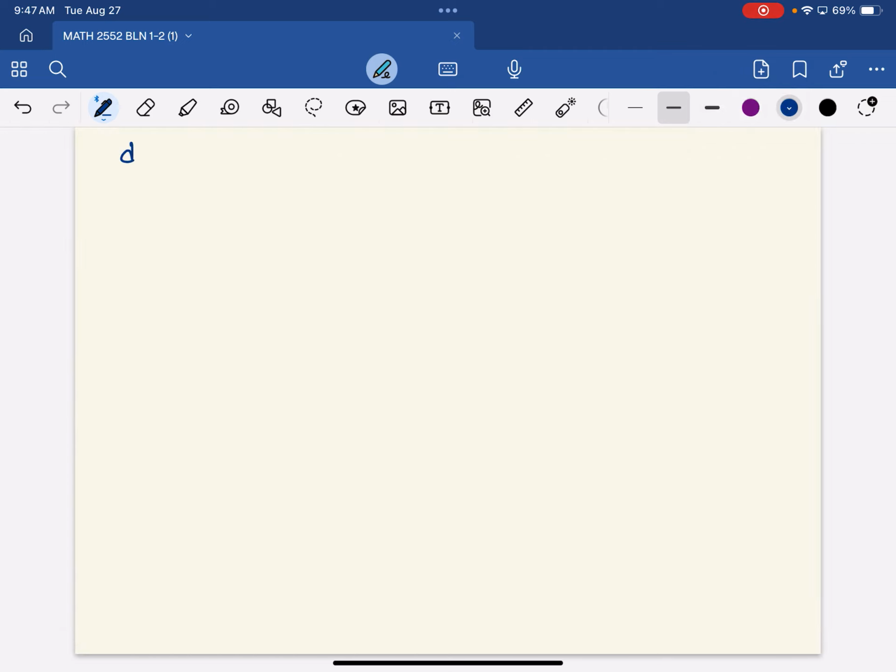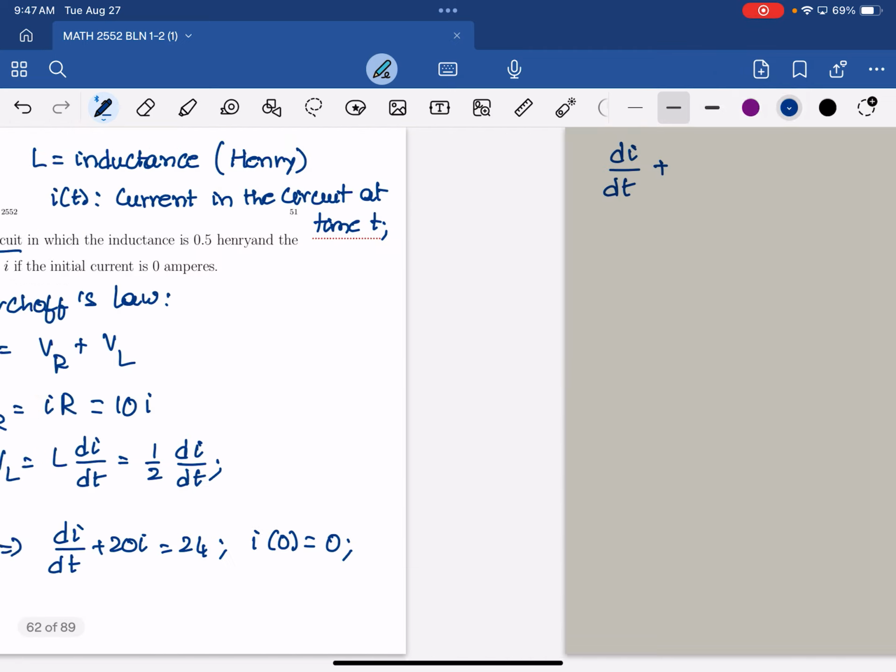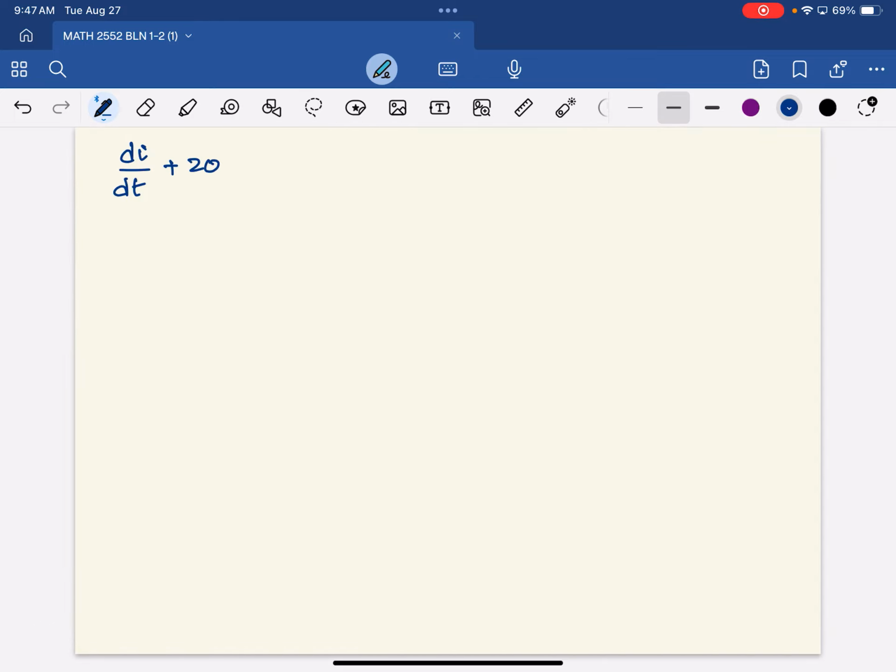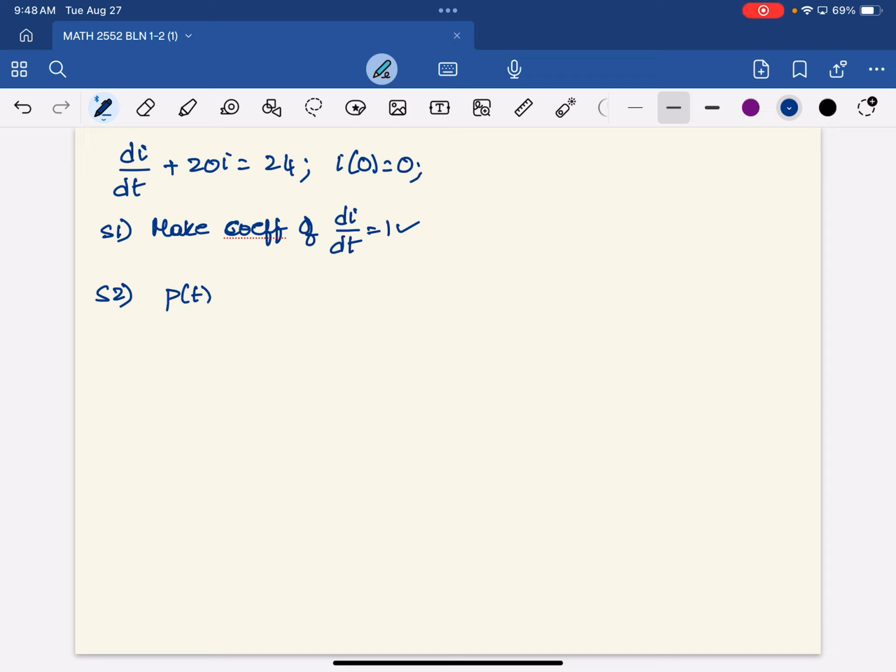I have di/dt plus 20I equals 24. Step 1, make the coefficient of I prime, or di/dt, equal to 1, and it is already in that form, so step 1 is taken care of. Step 2 is to identify my P of t and Q of t. P of t is 20, and Q of t is 24. Do you agree with me on that?